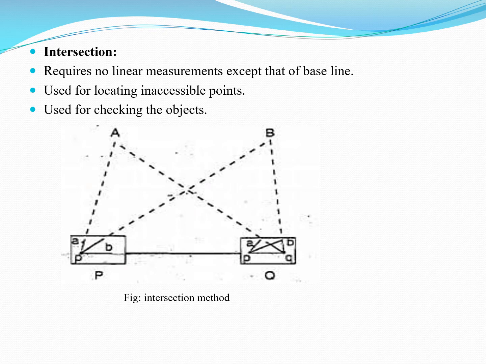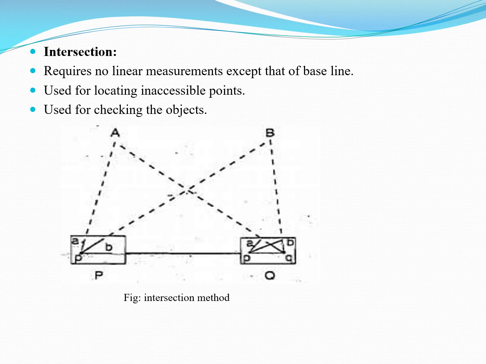Next is the intersection method. This intersection method is one in which points are located by rays drawn from two stations, and it requires no linear measurements except that of the baseline. This is one advantage of this method, and it is used for locating inaccessible points and for checking the objects also.